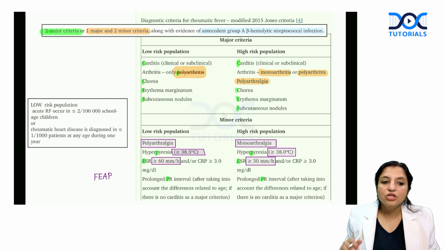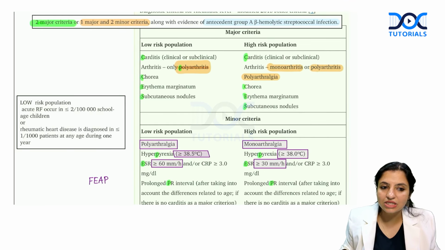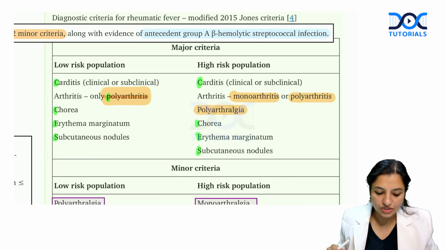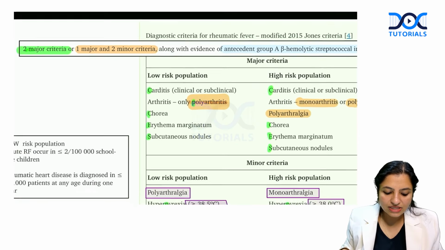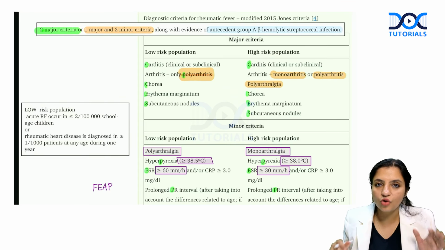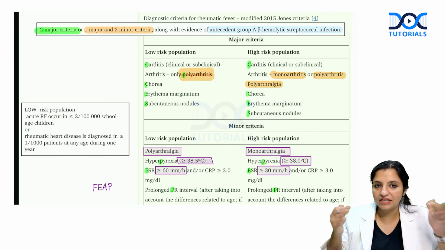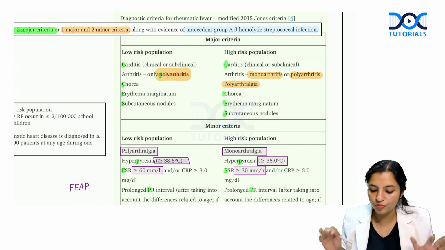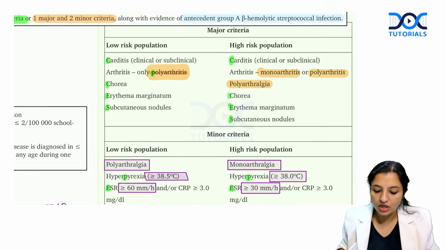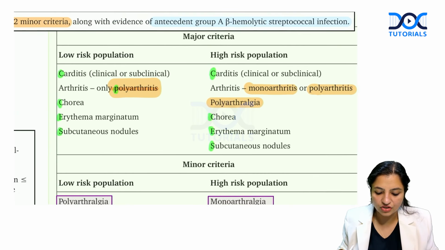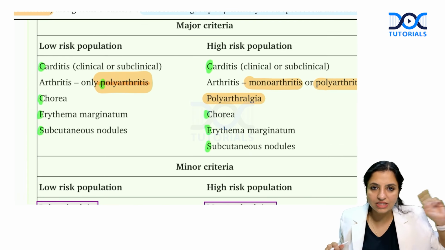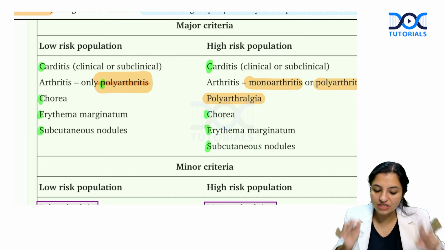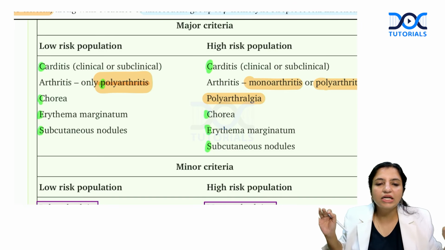in the exam. So remember, whenever we talk about the diagnostic criteria of rheumatic fever, this is the modified Jones criteria. The rule is simple: either you should have two major or one major and two minor, along with the antecedent history of group A beta hemolytic infection. Now, first, when we talk about major criteria, we have two populations, low risk and high risk. We'll talk about what is low risk and high risk. But first, what is the criteria? The criteria is very simple.